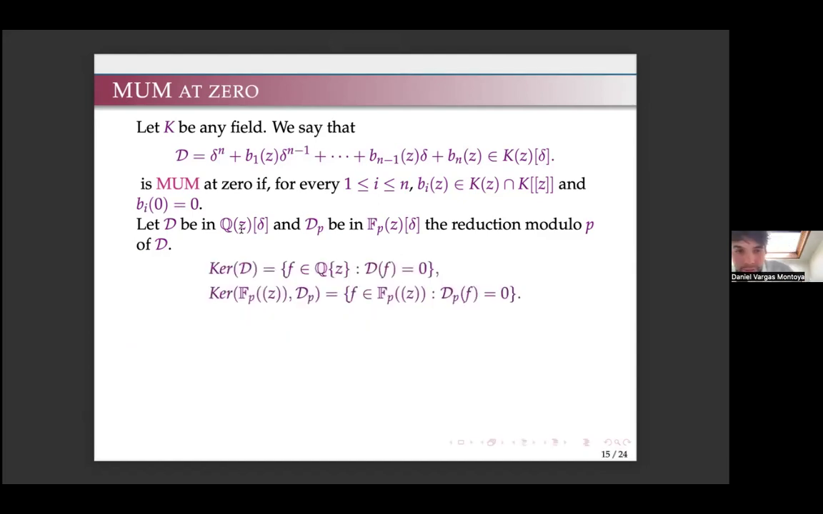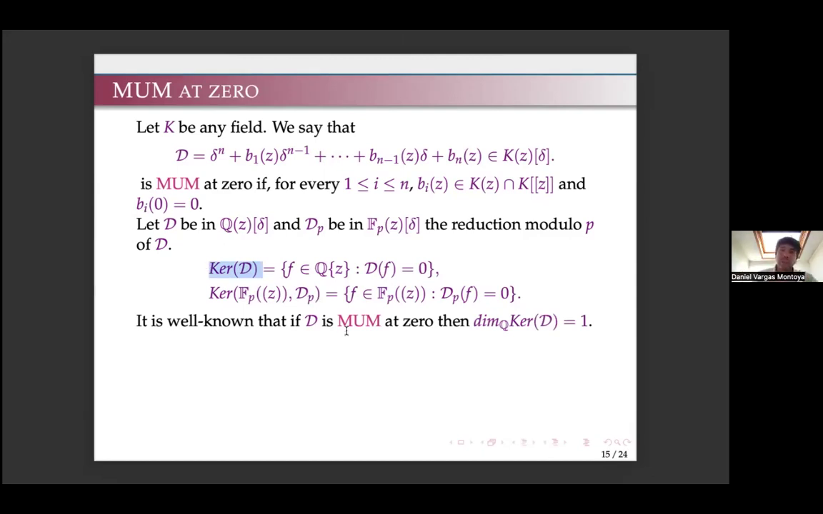So we consider the following two sets. Ker D is the set of power series F that are solutions of D, and we also consider this set of Laurent series with coefficients in F_p such that F is a solution of D_p. It is well known that if D is MUM at 0, then the dimension of this set as a Q vector space is 1. That is the main motivation to consider this condition.